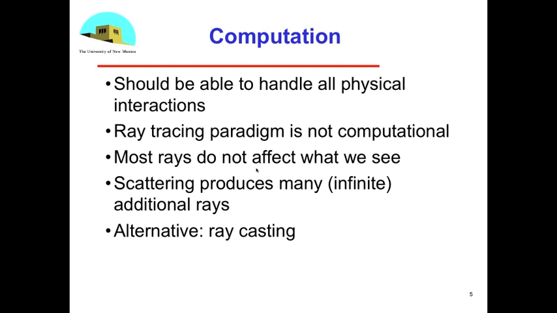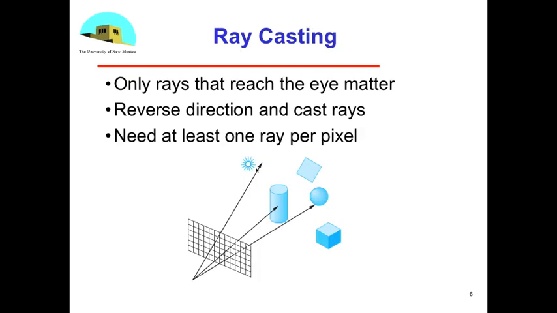So the first alternative we're going to make, as we've seen before, is to just ray cast. If only rays that enter the camera, and only rays that enter the eye, really matter, then what we can do is just reverse the direction, start at the camera, and start casting rays out. Most people, at least in this country, still call that a ray tracer. In other countries, they tend to call that a ray caster, because that's really what you're doing. But it's the same thing.